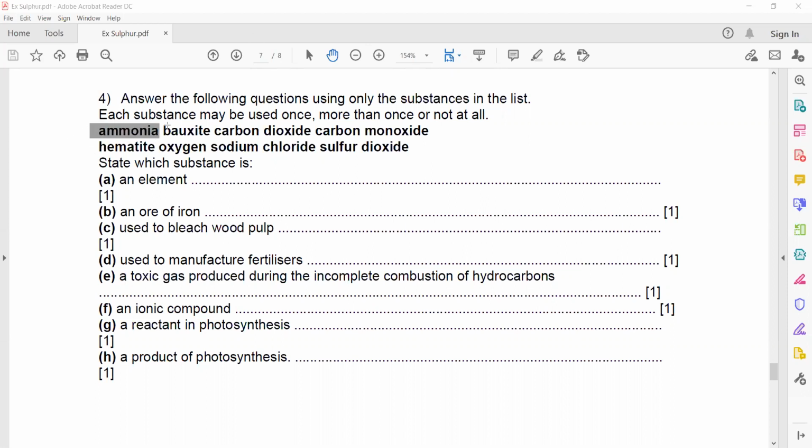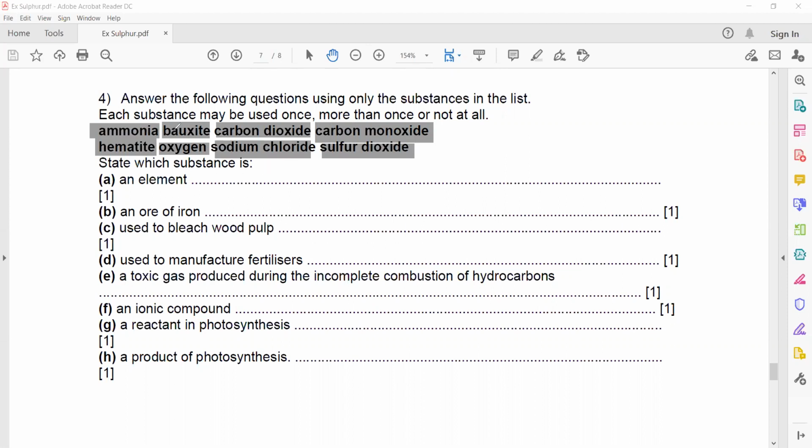Ammonia is there. Bauxite is there. Carbon dioxide is there. Carbon is there. Carbon monoxide is there. Hematite, oxygen, sodium chloride, sulfur dioxide. Okay. The question is, which substance is the element?